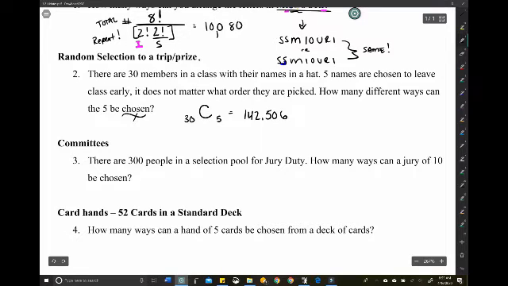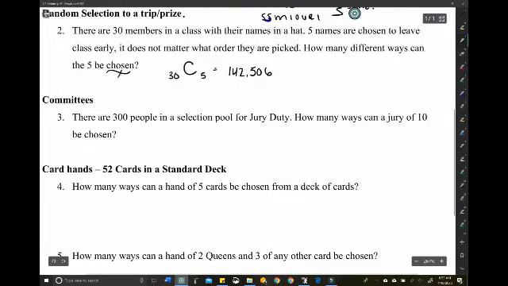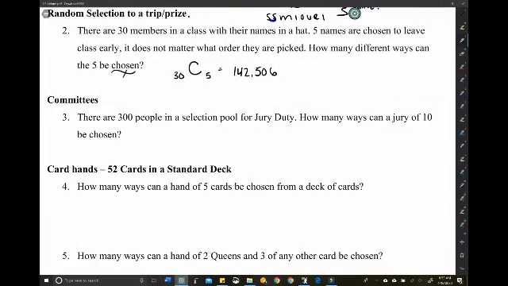142,506. Okay, that's really about it. 300 people in a selection pool for jury duty. I was supposed to go to jury duty, but I actually got out of it this past year. How many ways can a jury of 10 be chosen? So chosen, it doesn't matter what order they're picked in. They're all going to serve on the jury.